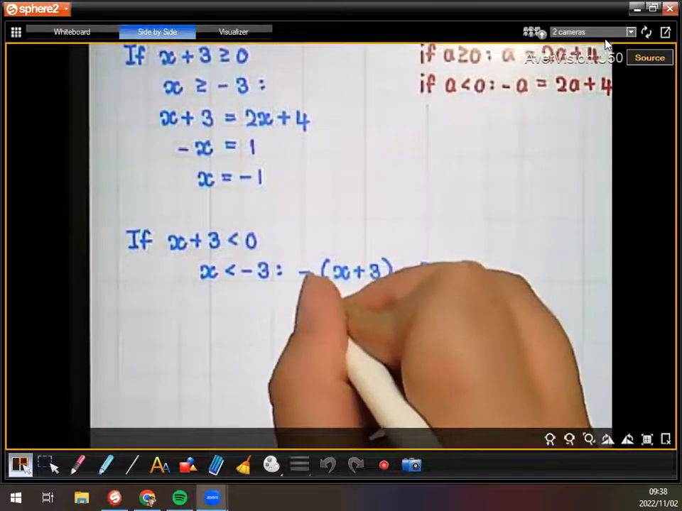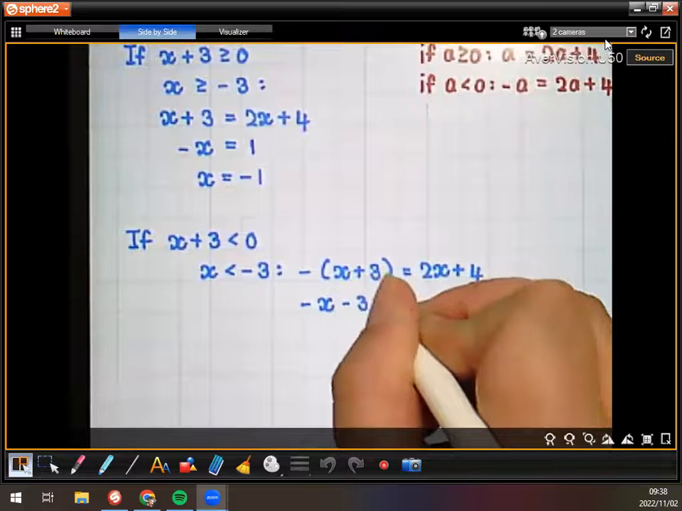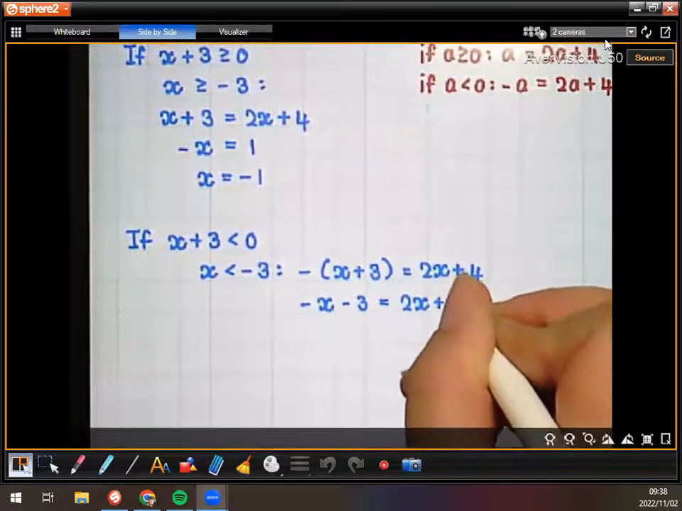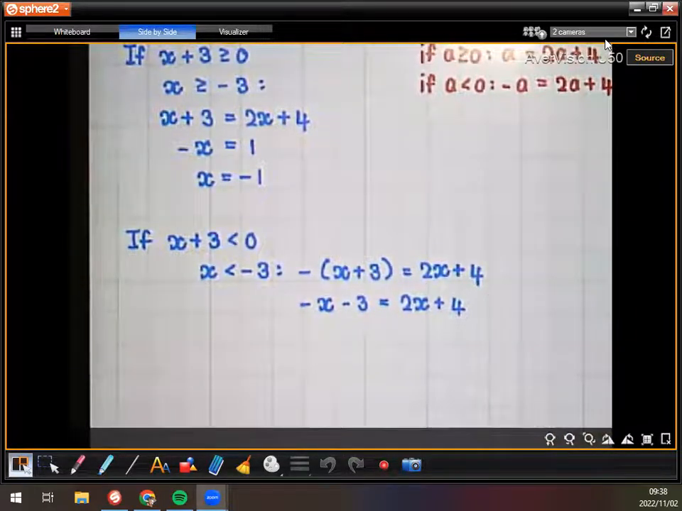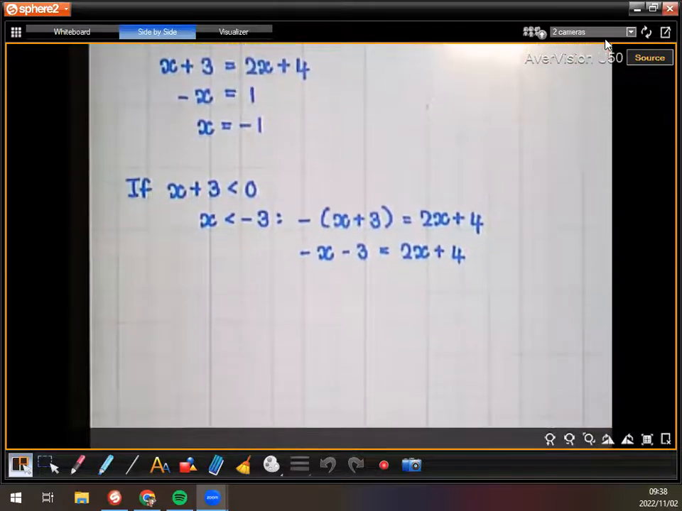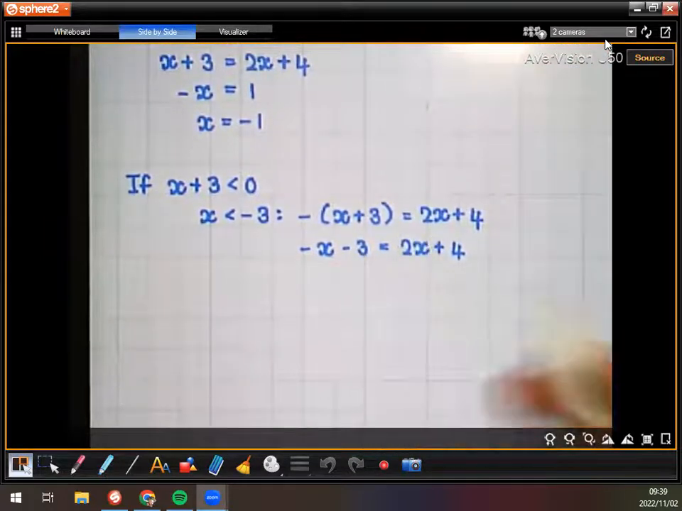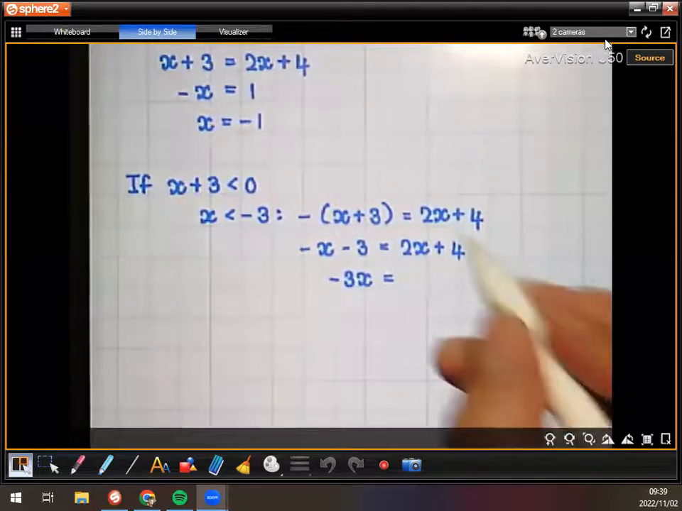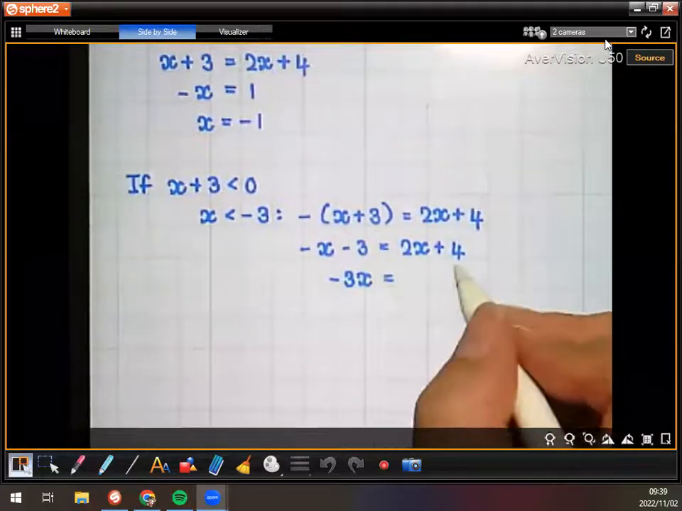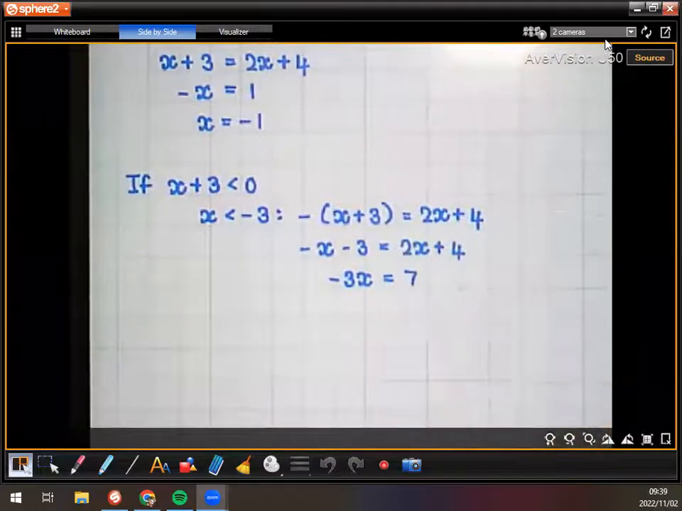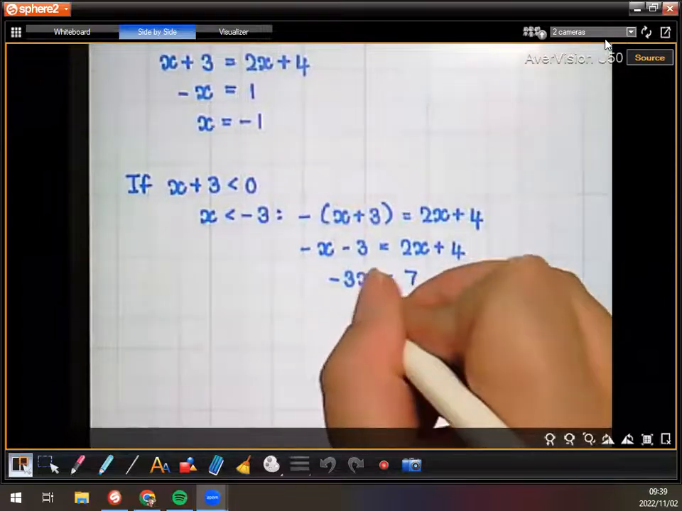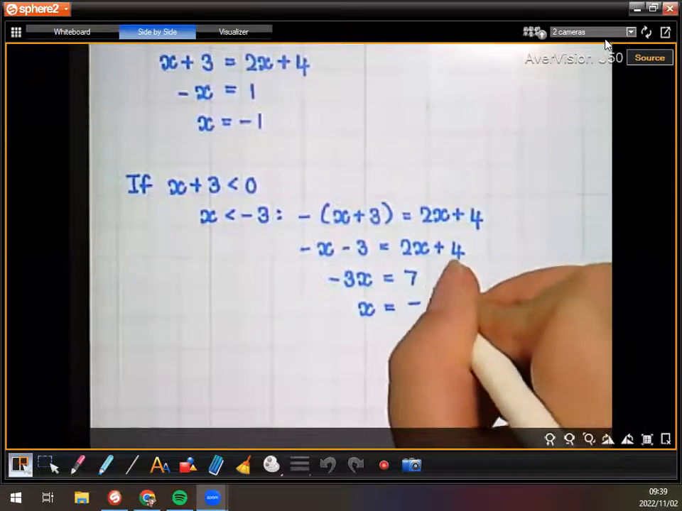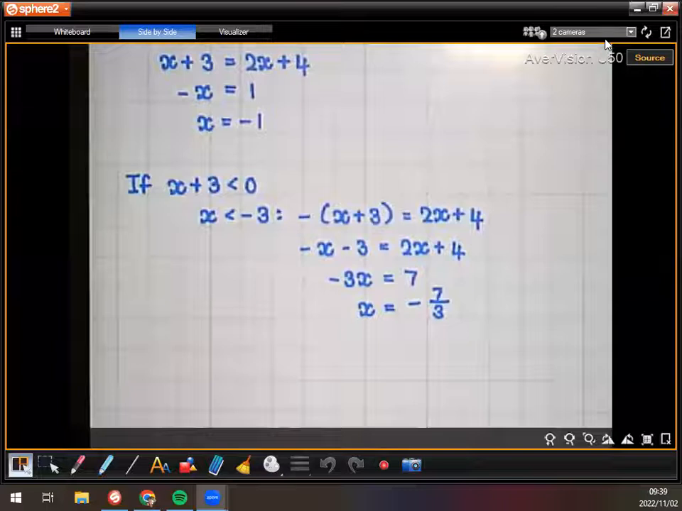Okay, let's multiply that minus 1 in. Right, we have to solve for x. So this 2x is going to become minus 2x. We're going to have negative 3x equal to 4 plus 3, right? When I move this minus 3, it becomes plus, so 7. So what is my x value there? Negative 7 over 3, which is negative 2 and a third, okay?